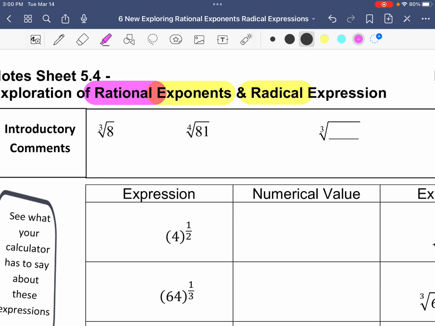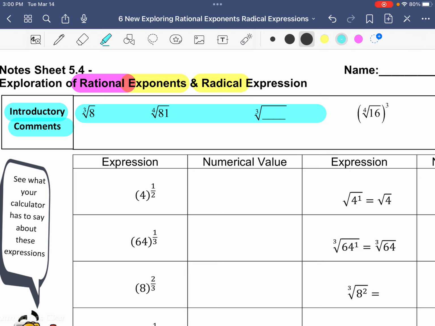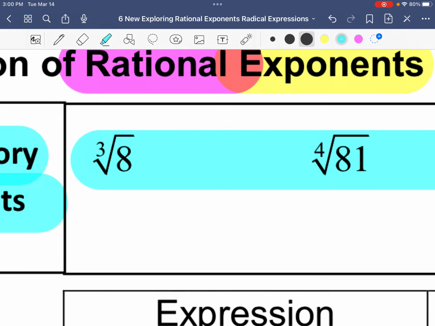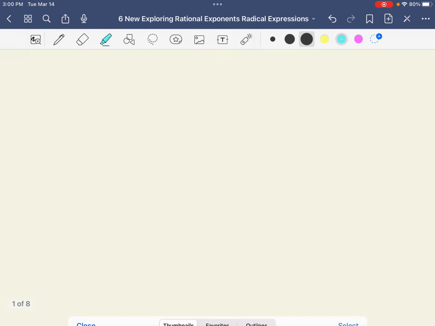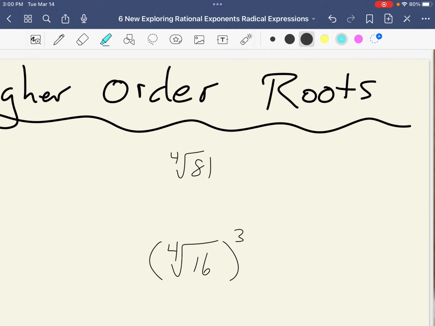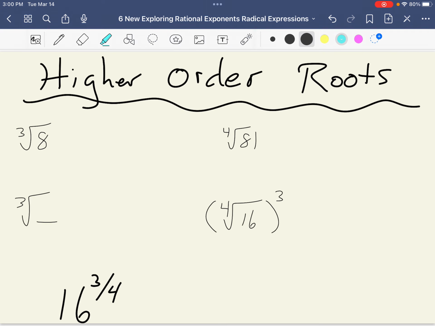I'd like to actually start with some introductory comments on these, what are known as higher order radicals. Now, a higher order radical just means that it's no longer a square root. Notice we have here a cube root, and we also have a fourth root. It's of a higher order. I'm going to flip over to another page just to make it a little bit easier to talk about this. So we have the same problems.